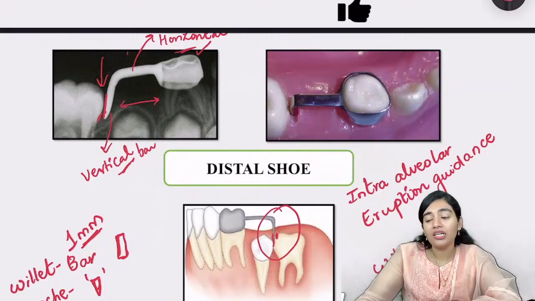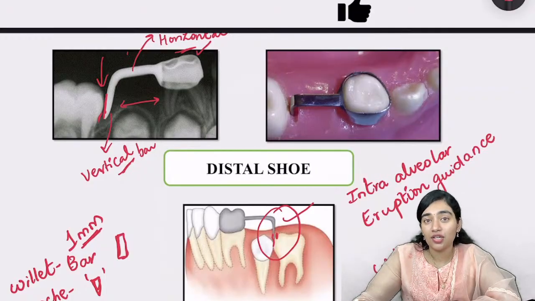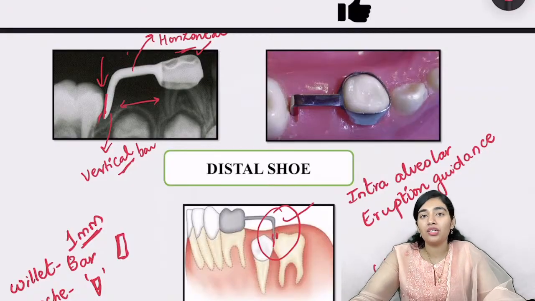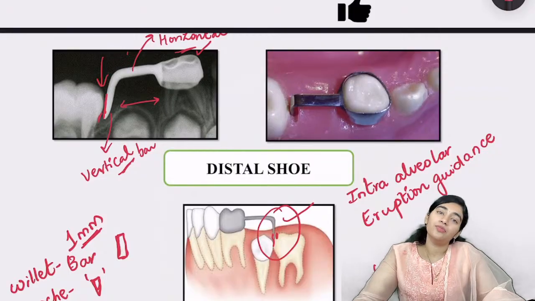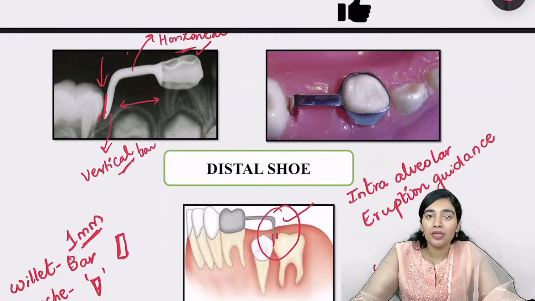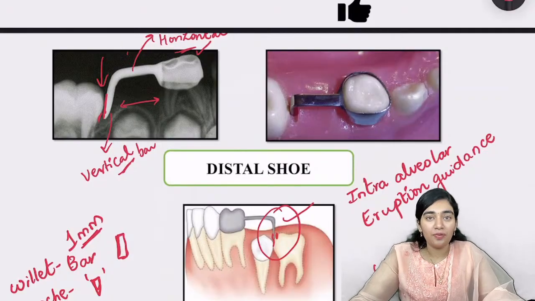Why can't we give this appliance in specially abled children? It is because of this intraalveolar extension which we are having. It is not indicated where we have to cross the tissue barrier. We are crossing the tissue barrier, the gingival barrier, right? So wherever there is a risk of infection, in such cases, we are not going to place this appliance. Okay, so in medically compromised patients, generally it is better to avoid giving a distal shoe. So that's all about distal shoe. I hope you all understood.